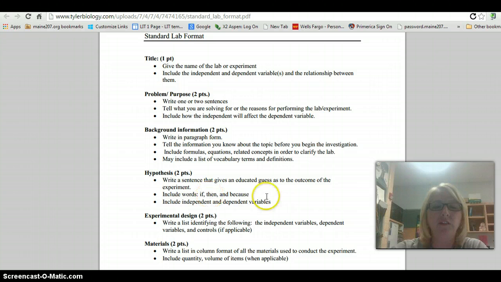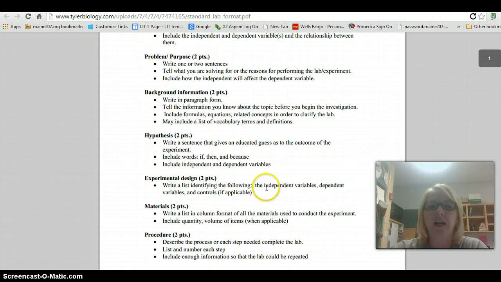Under hypothesis, you should have an if-then statement. If the independent variable, then the dependent variable. So you're going to be using those two things in the if-then statement. You're really basically taking this educated guess about what you think is going to happen.